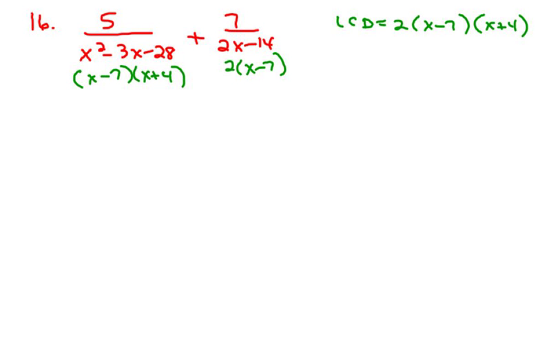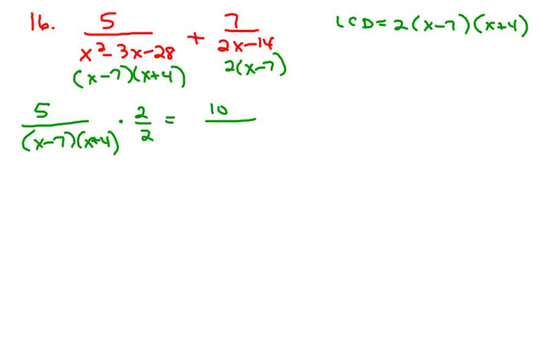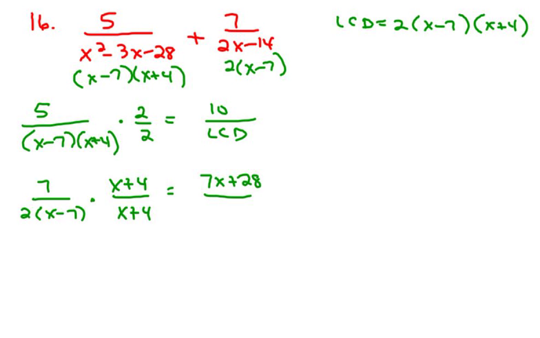Now we need to build up each of these denominators so that they have that LCD. So this first fraction, when you compare this denominator with the LCD, it's missing the factor of 2, so multiply top and bottom by 2, so you get 10 over the LCD. Second fraction, 7 over 2 times x minus 7, when you compare that denominator with the LCD, you're missing the factor of x plus 4, so multiply top and bottom by x plus 4. Distribute in the numerator, and that gives you 7x plus 28 over the LCD.